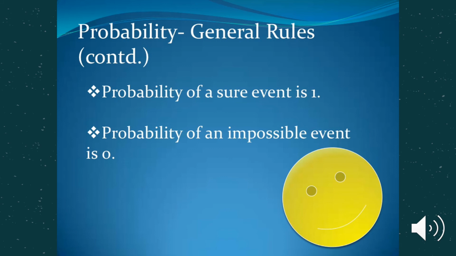Now the probability of an impossible event, which means something which will never occur, is 0. Like I can say, what is the probability of getting a number less than 1 on a dice? Tell me what will be the probability? Can I ever have a number less than 1 on my dice? No, all numbers are 1, 2, 3, 4, 5, 6. So it's either equal to 1 or greater than 1. So the probability of an impossible event is always 0, which means it will never occur.